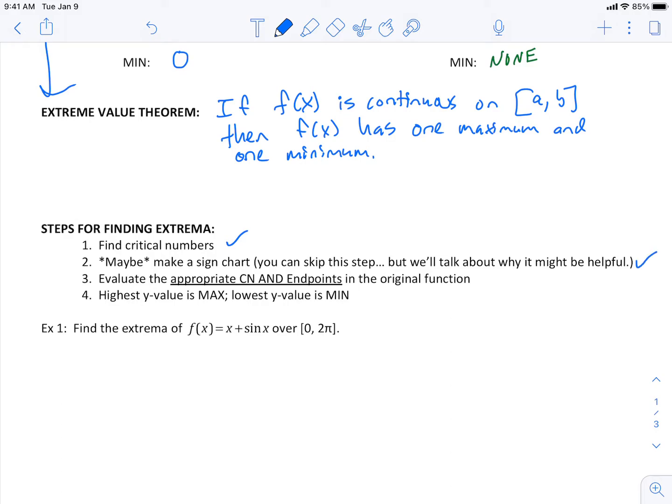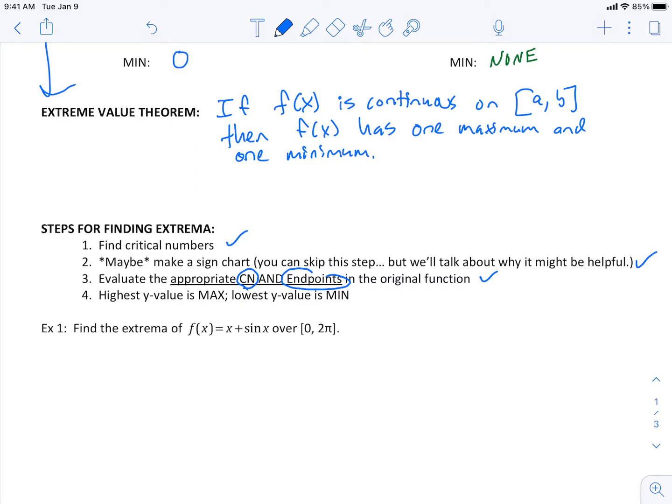Usually what we've done is after we find critical numbers, we do a sign chart to see what's going on. Is the function increasing or decreasing? So it won't technically be necessary, but it is a good idea, and I'll show you in a little bit. The third thing is we're going to evaluate the critical numbers and the endpoints, the x values. So we're going to plug in the critical numbers, we're going to plug in the ends, and we're going to see what the outputs are.